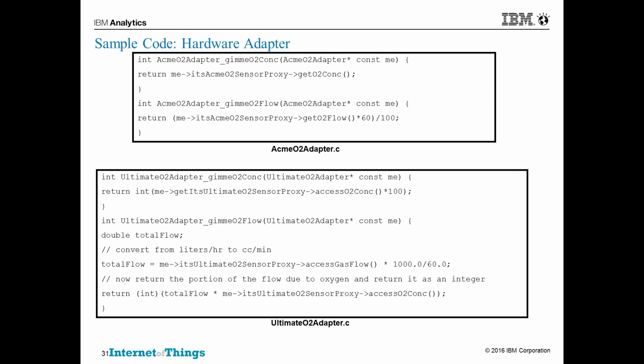And so this shows that the upper one is the Acme O2 adapter. We see that, for example, to give me the O2 flow, it takes the get O2 flow, multiplies it times 60, and then divides that by 100 to return to the right units. Down below, we see the Gimme O2 flow for the Ultimate adapter: it gets total flow, converts it to the right kind of units, and then uses the concentration to determine what portion of that total flow is oxygen.